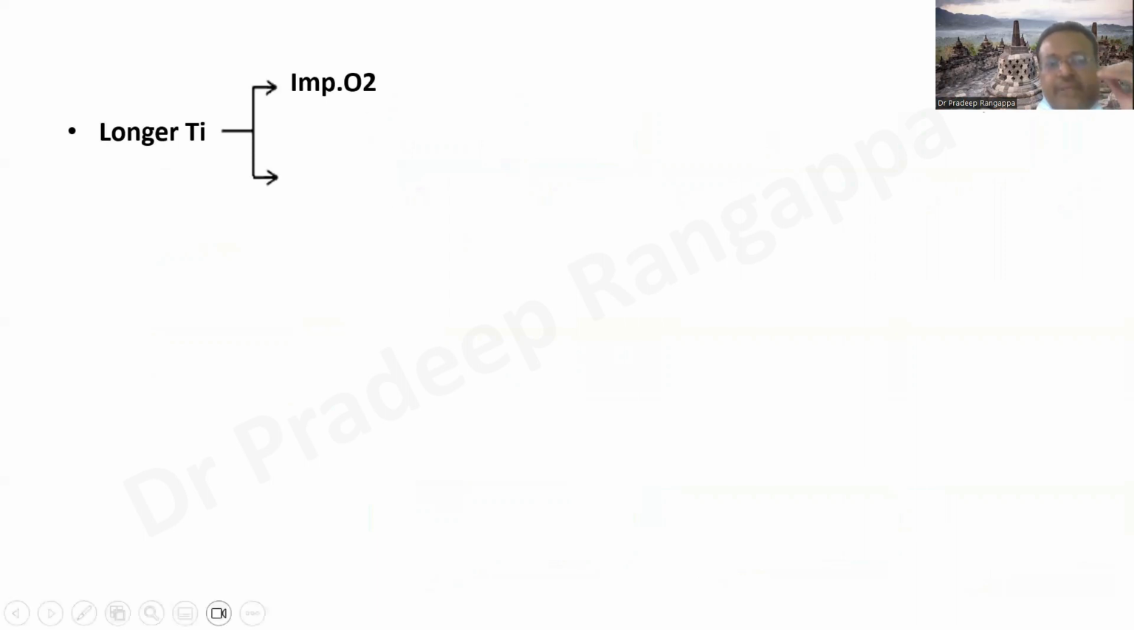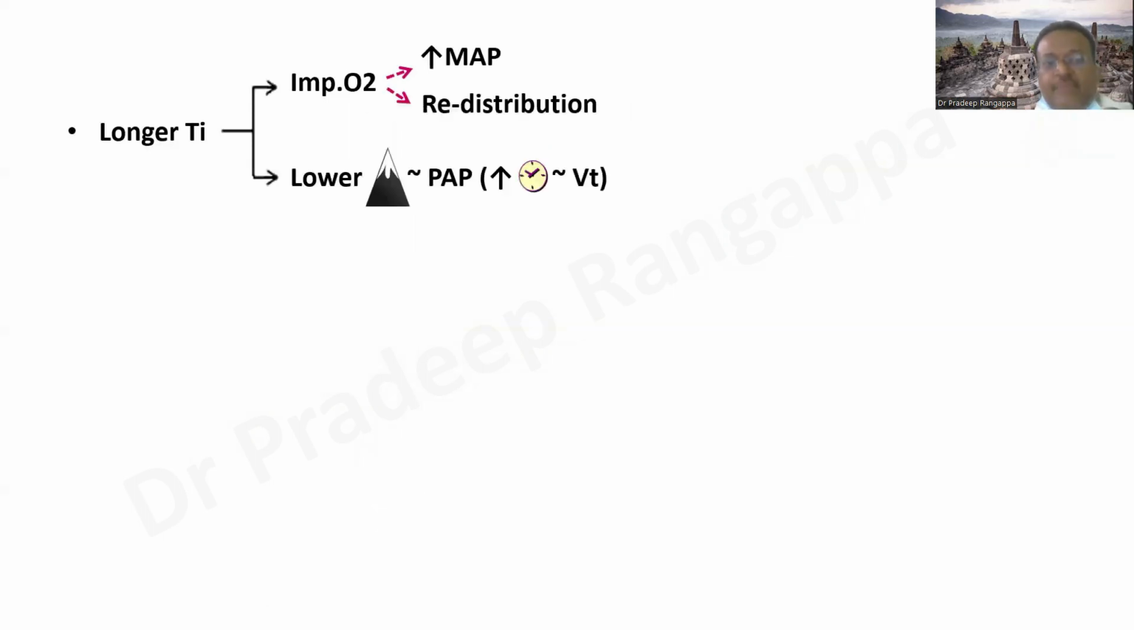So what we need to understand is, if you have a longer inspiratory time, it improves oxygenation. It improves oxygenation by improving the mean airway pressure and by redistribution. And longer inspiratory time lowers the peak airway pressure by increasing the time for the tidal volumes to be delivered. So we don't want this. If you put a longer inspiratory time, basically there is more tidal volume, which is not needed.